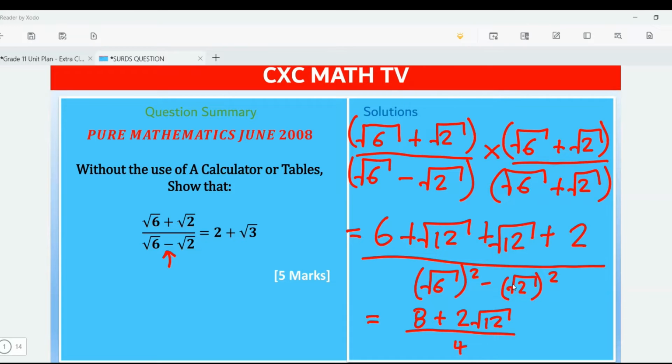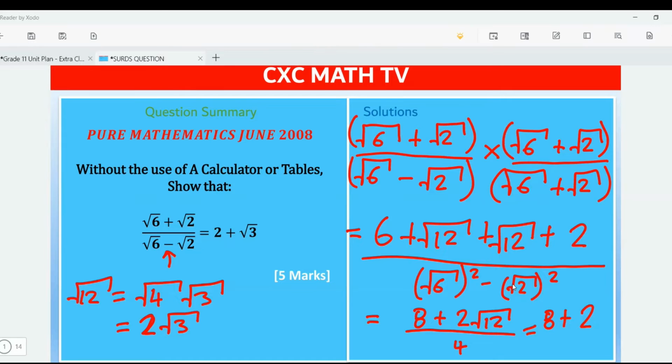Now we need to break up the square root of 12. Let's write it down here. The square root of 12 can be broken up as the square root of 4 times the square root of 3, and the square root of 4 is 2. So the square root of 12 is 2 root 3. So what we end up getting is 8 plus the square root of 12, which is now 2 root 3.